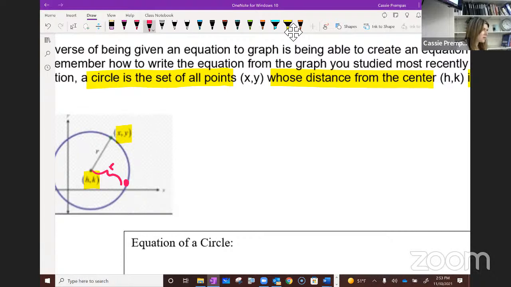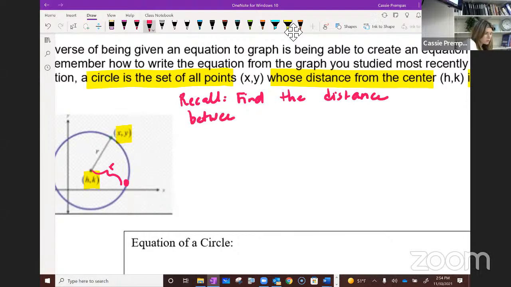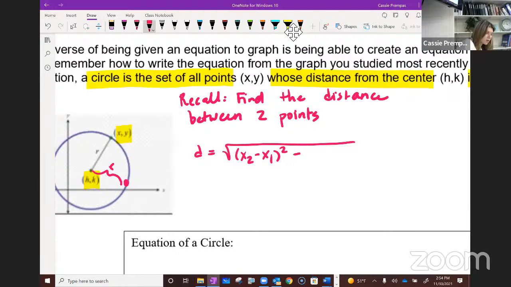We learned about distance yesterday. So let's just do kind of a recall. In fact, you did it on your bell ringer. How do you find the distance between 2 points on the XY coordinate plane? Distance formula. What is the distance formula? Square root of x2 minus, you could say y2. I think we learned it with y2, but I'm going to stick with x just for this example. x2 minus x1 squared plus quantity y2 minus y1 squared.